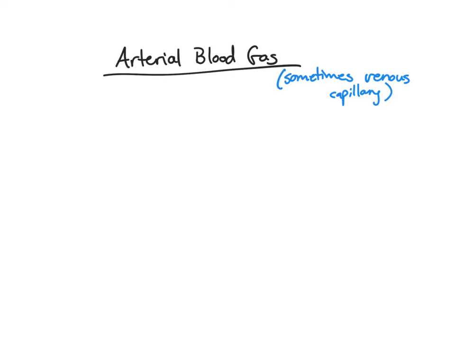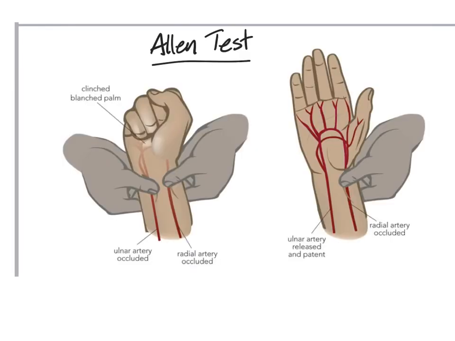But let's first just talk about how we collect an arterial blood gas. As the name implies, this is an arterial blood draw. So there are some special considerations that come with drawing blood from an artery instead of a typical vein. The first is called the Allen test, and it's something we use if we are drawing blood from the radial artery in the forearm. This is the most common site used for these arterial blood draws.